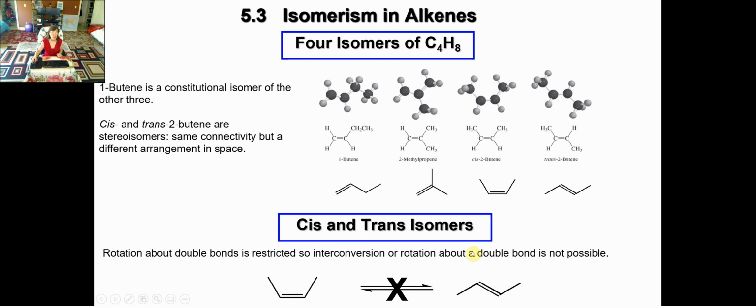They cannot. The reason is you have your pi bond formation. The rotation about the double bond is restricted due to the p orbital overlap. So therefore, no interconversion between the cis-trans 2-butene isomers. This part we need to know.